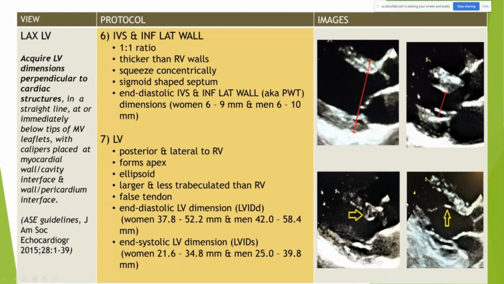So I'm going to talk about this sigmoid septum right here. So if you're doing this end diastolic measurement, you're going to do this. If they have a sigmoid septum right here, move back a little further and measure your dimensions right here, and then measure the sigmoid septum separately.